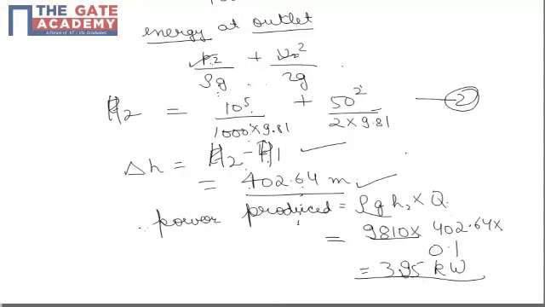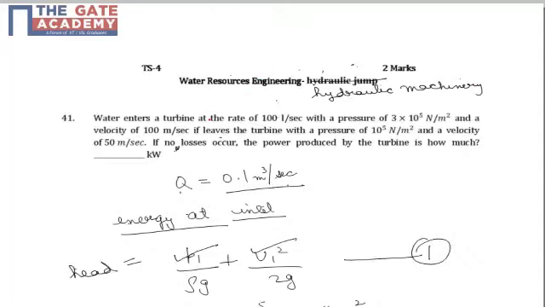to obtain the answer in kilowatt, which comes out as 395 kilowatt, making the answer lie in the range of 390 to 400, since it is a numerical response type question.